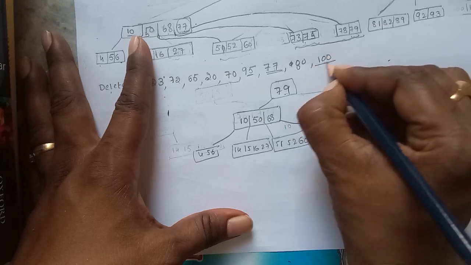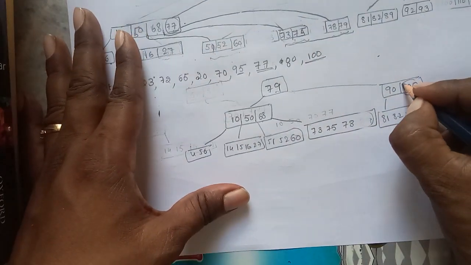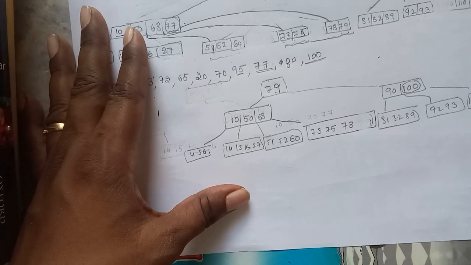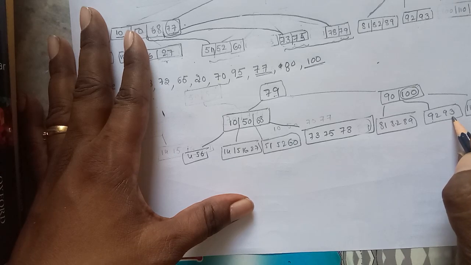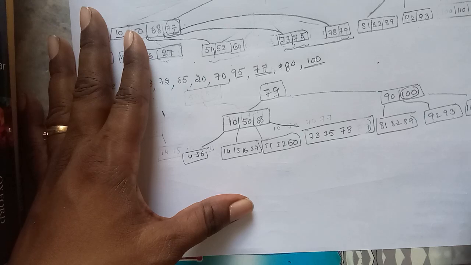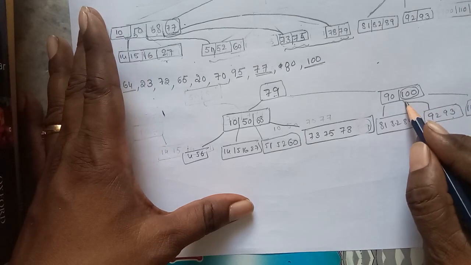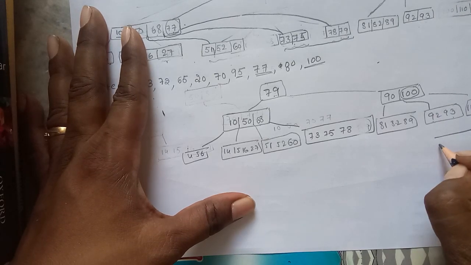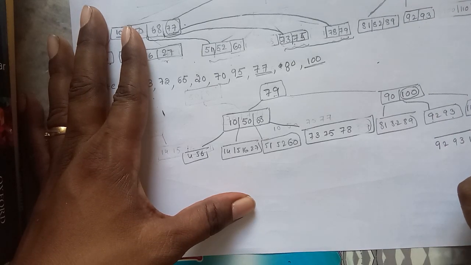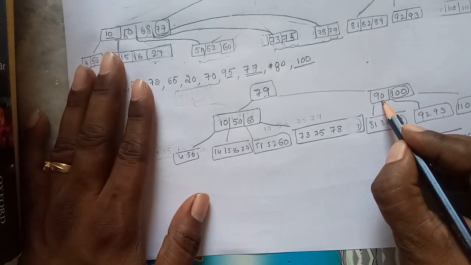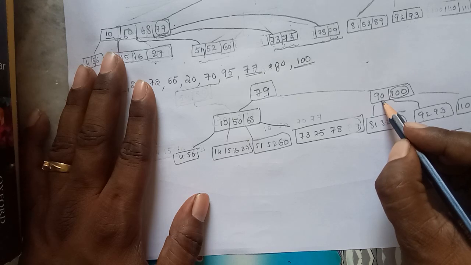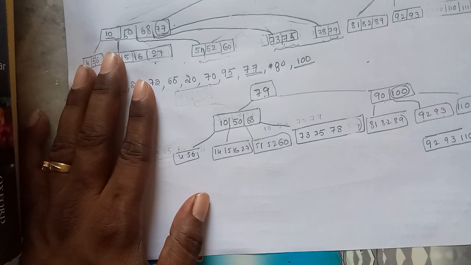Now the last one, remove 100. By removing 100, what happens? The left subtree contains 2 keys. The right subtree also contains 2 keys. So perform the merge operation. By merging, the node becomes 92, 93, 110, 111. But the node 90 contains only a single element. In this case, what do we have to do?